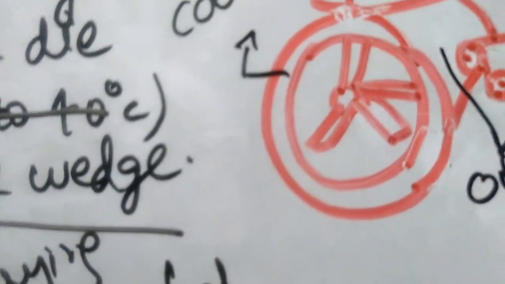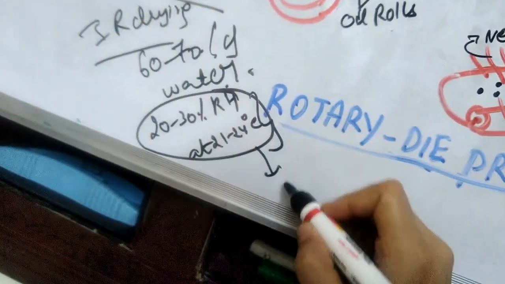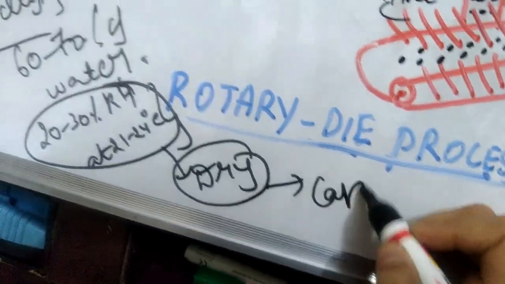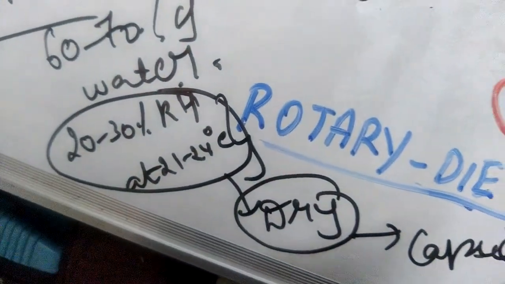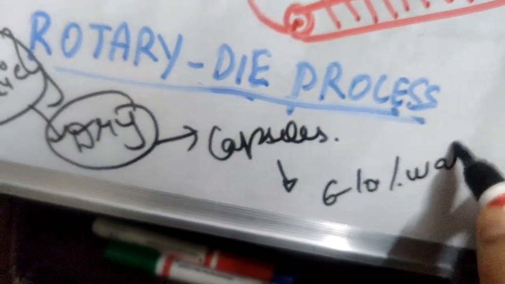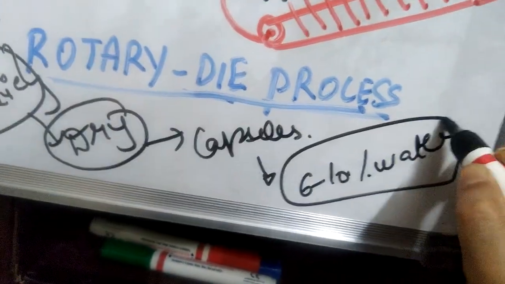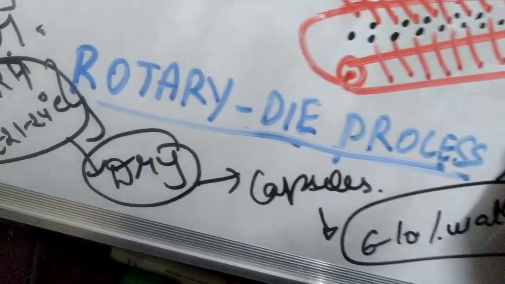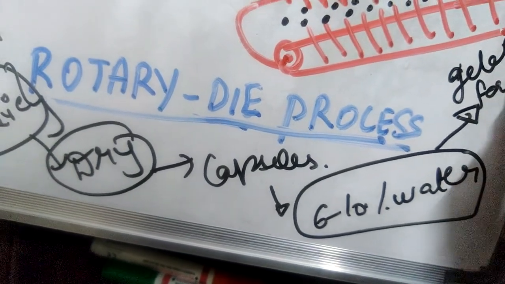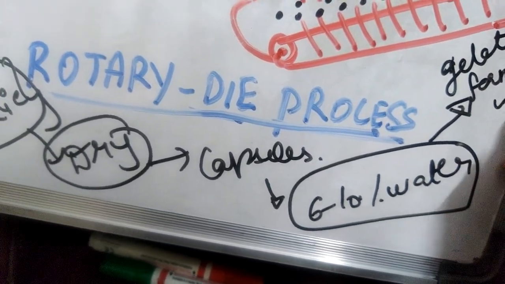Okay, so now the capsules at equilibrium with 20 to 30% relative humidity are considered dry. So when the capsules are maintained and subjected to this environment, now they will be termed as your dry capsules, and the shell of such a capsule will contain about 6 to 10% of water. So the shell of this gelatin contains 6 to 10% of water depending on the gelatin formula used.